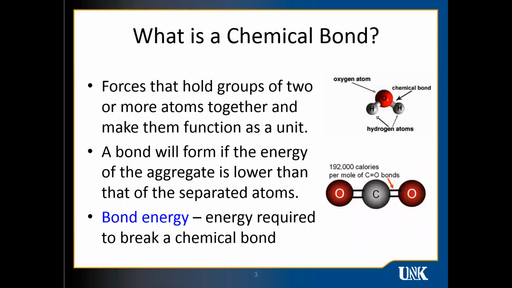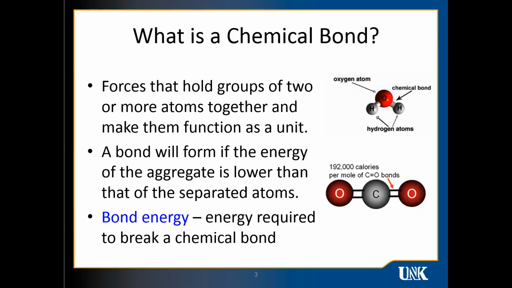Now, chemical bonds are forces that hold groups of two or more atoms together and make them function as a unit. So when a compound breaks down into molecules, those molecules are extremely stable. It generally takes some type of chemical reaction with another substance or adding a large amount of heat to get these molecules to break down. And bonds will form if the energy of the aggregated molecule or unit is lower than that of the separated atoms.